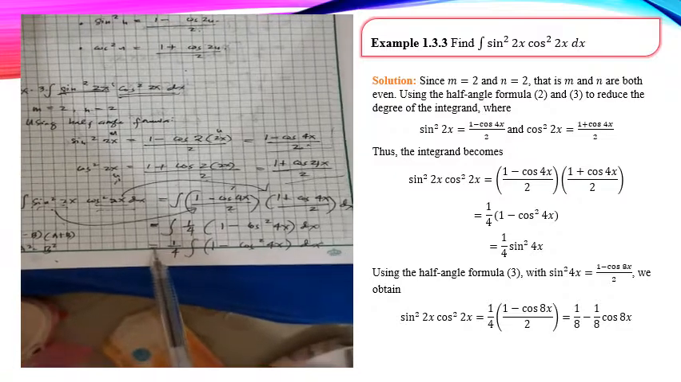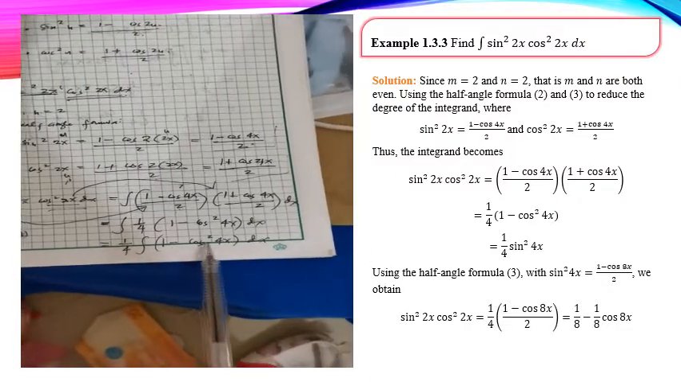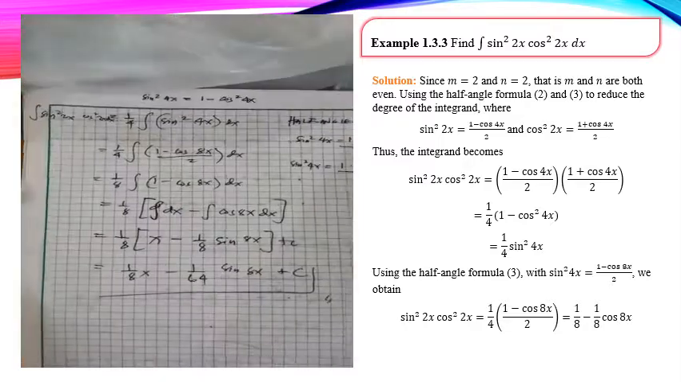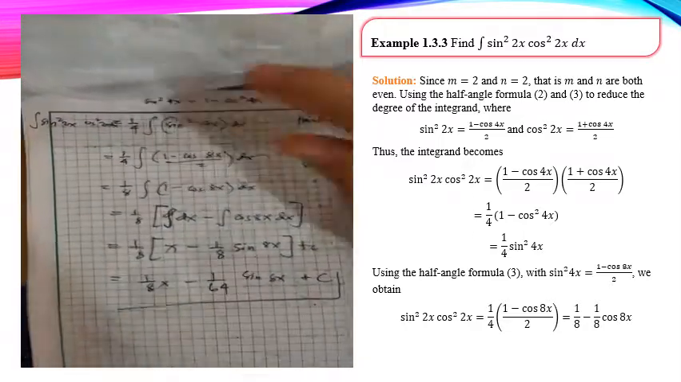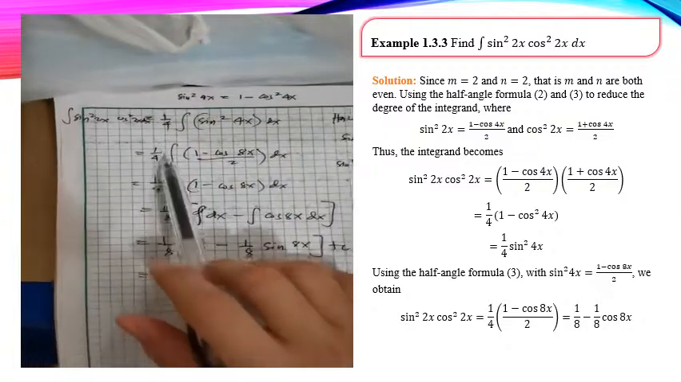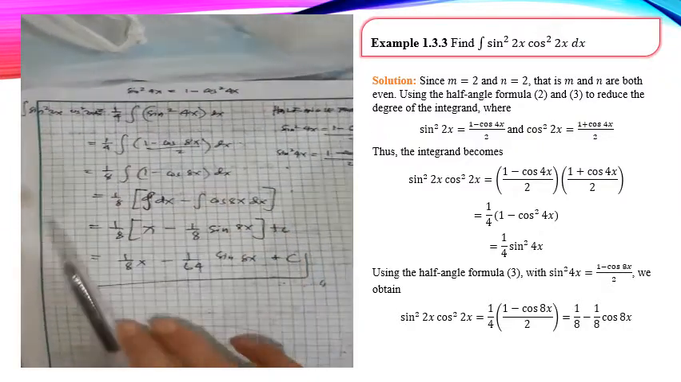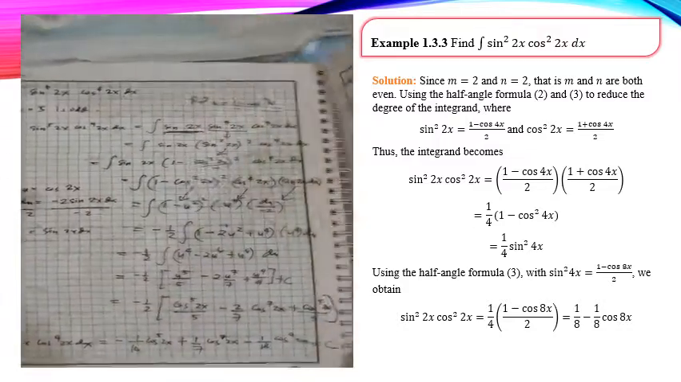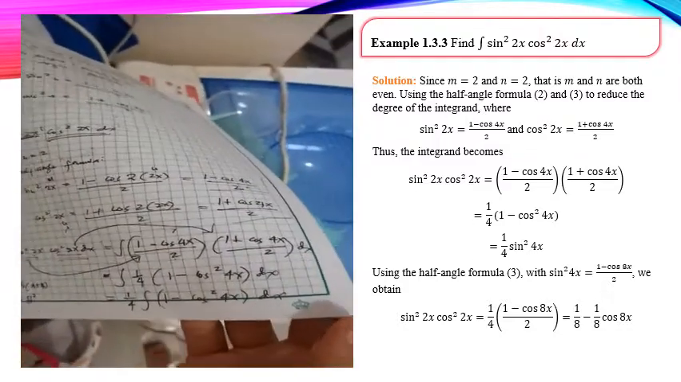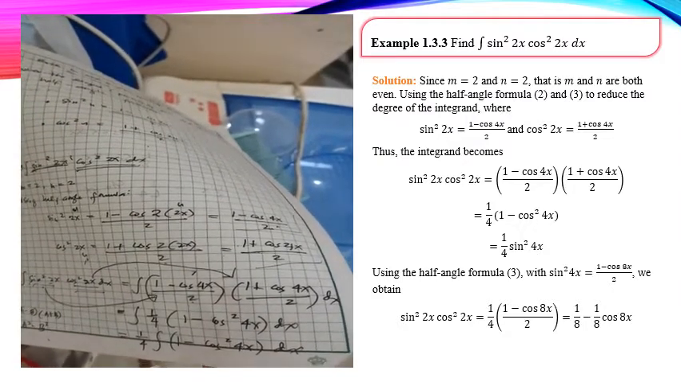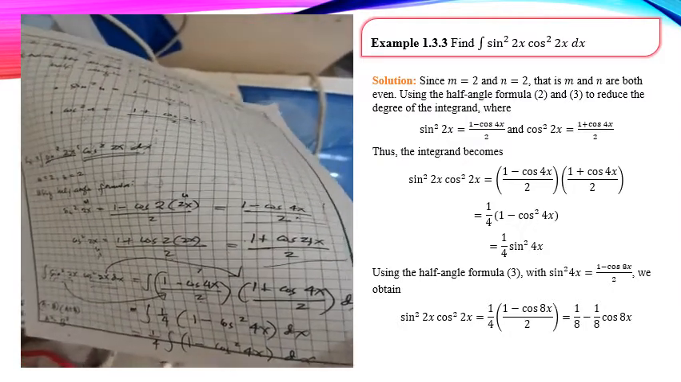Okay, so ilabas natin dito si 1/4. So, we have 1 minus cosine squared 4x dx. So, ito yung integrate natin. Okay, so ang mangyayari, diba, ito yung given natin. So, yung nakuha natin kanina is 1/4. Wait lang ha. So, 1/4 times the integral of 1 minus cosine squared 4x dx.